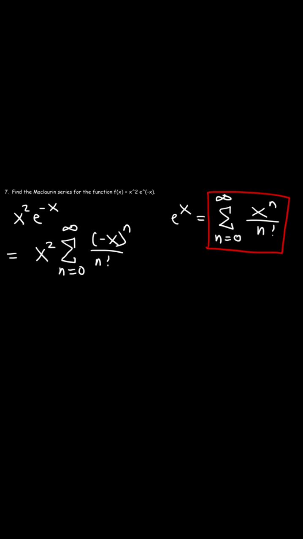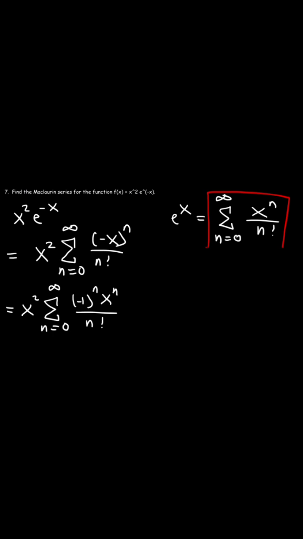Now what can we say about negative x to the n? Negative x can be written as negative 1 times x. And this is all affected by the exponent n. So let's distribute n. So this becomes negative 1 to the n times x to the n. So we're going to have x squared times the series of negative 1 to the n, x to the n, divided by n factorial.